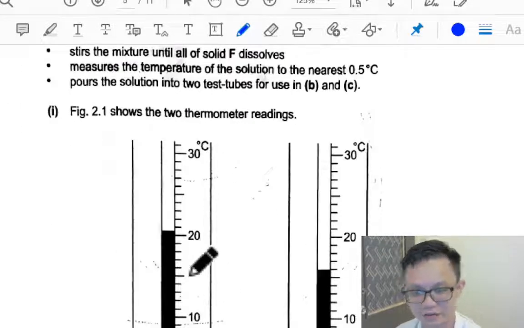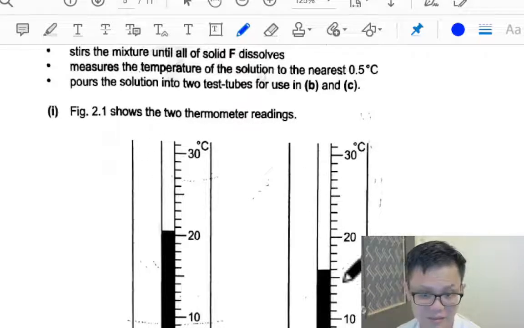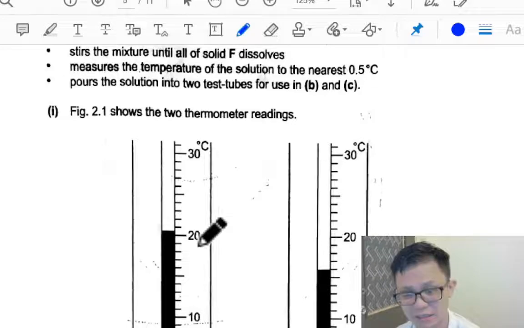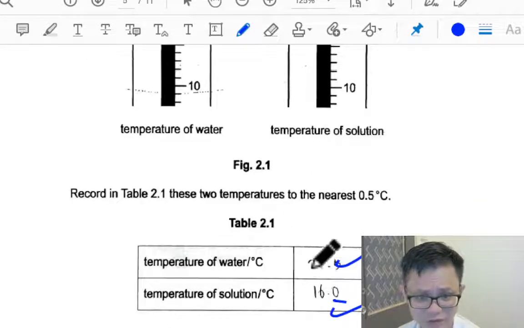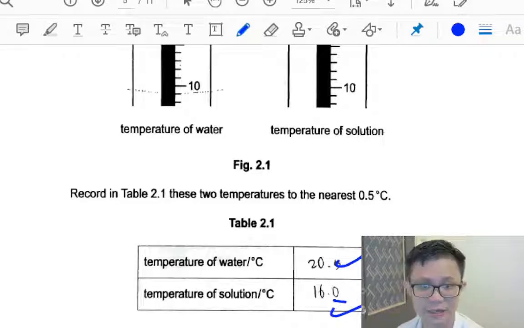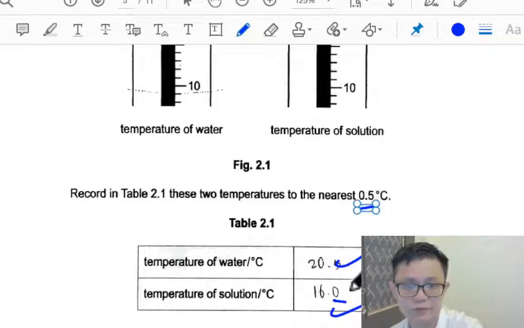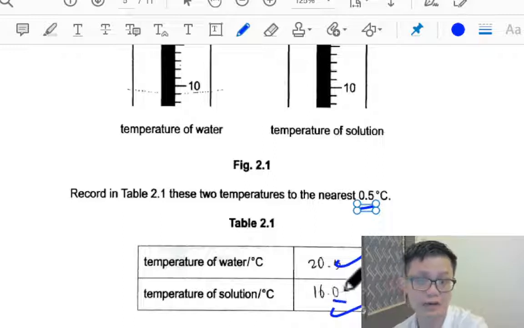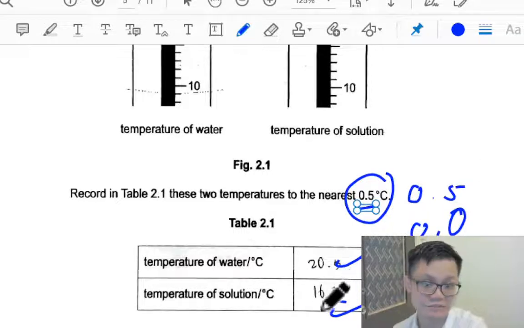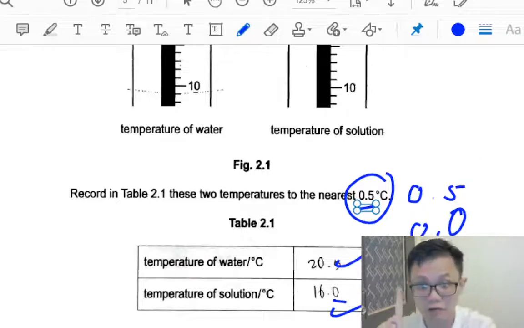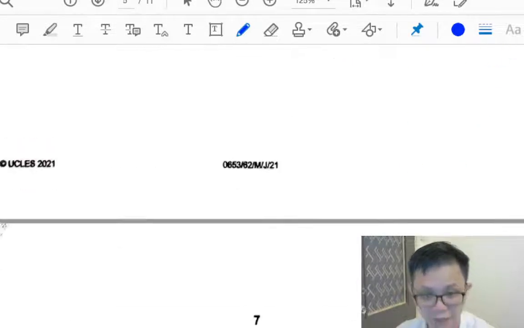Okay, so you do it, then the thermometer reading, this one will be around 16, this one will be 20.0. So 20.0 and 16.0 get 2 marks. Remember, if you didn't put the 0.0, you don't get the mark, okay? Because the question already says nearest 0.5, your answer must end in 0.5 or 0.0. So if you just write 16, you will only get 1 mark. Okay, this one will be wrong. But this one is very good, 16.0. So you will get 2 marks.